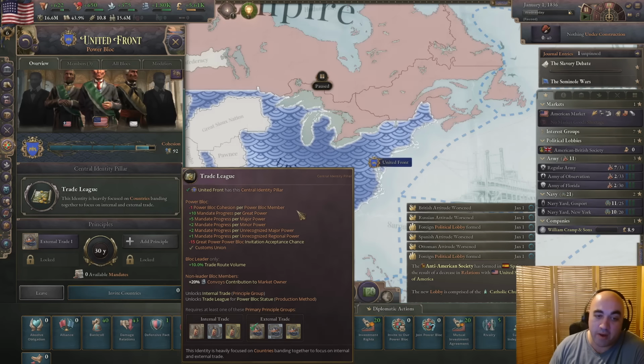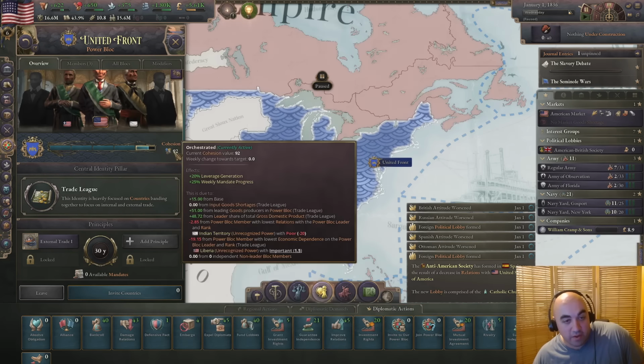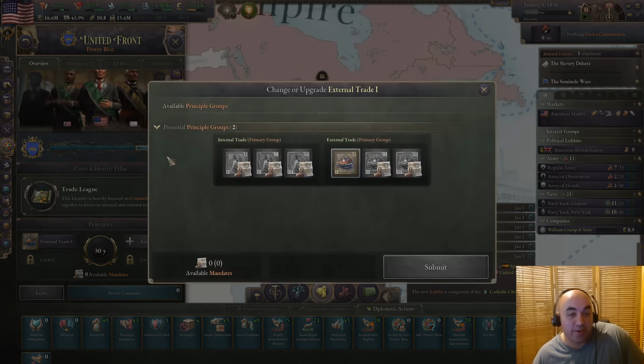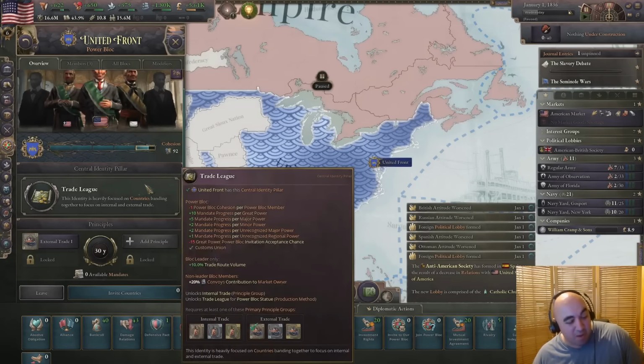This will help for pulling people into your block because you will increase dependence. And on top of that, you will almost always have a high amount of cohesion, and so the mandate generation will generally be very fast relative to the other ones. This is probably the primary thing, but having both internal and external trades, which are very strong, makes this block very, very solid, and in my opinion, probably the best overall.